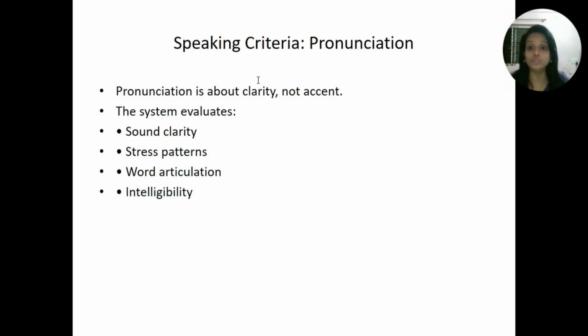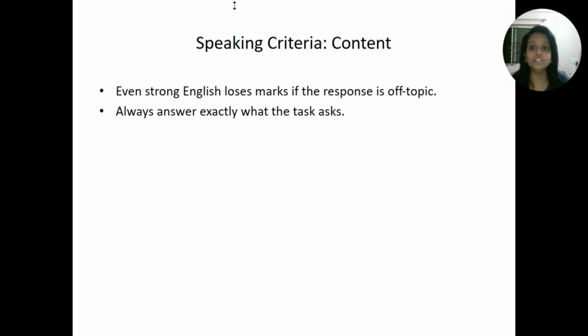Clarity matters more than accent here. And the next one is the content. This is where many of you lose marks. Even if your English sounds excellent, if your response does not address the task, your content score drops here.